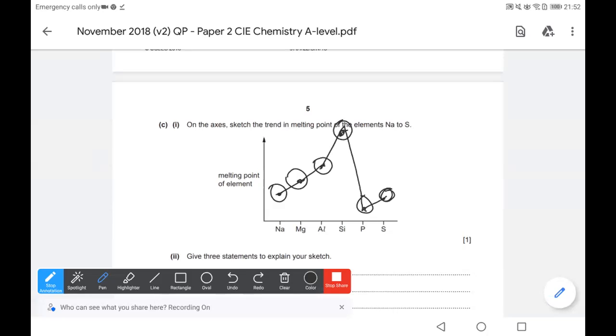Because in nature, sulfur exists as S8, but phosphorus as P4. Eight sulfur atoms are staying together, while only four phosphorus atoms stay together in nature. So sulfur has a higher mass, and that's why sulfur is greater than phosphorus, due to the strength of the secondary interactions.